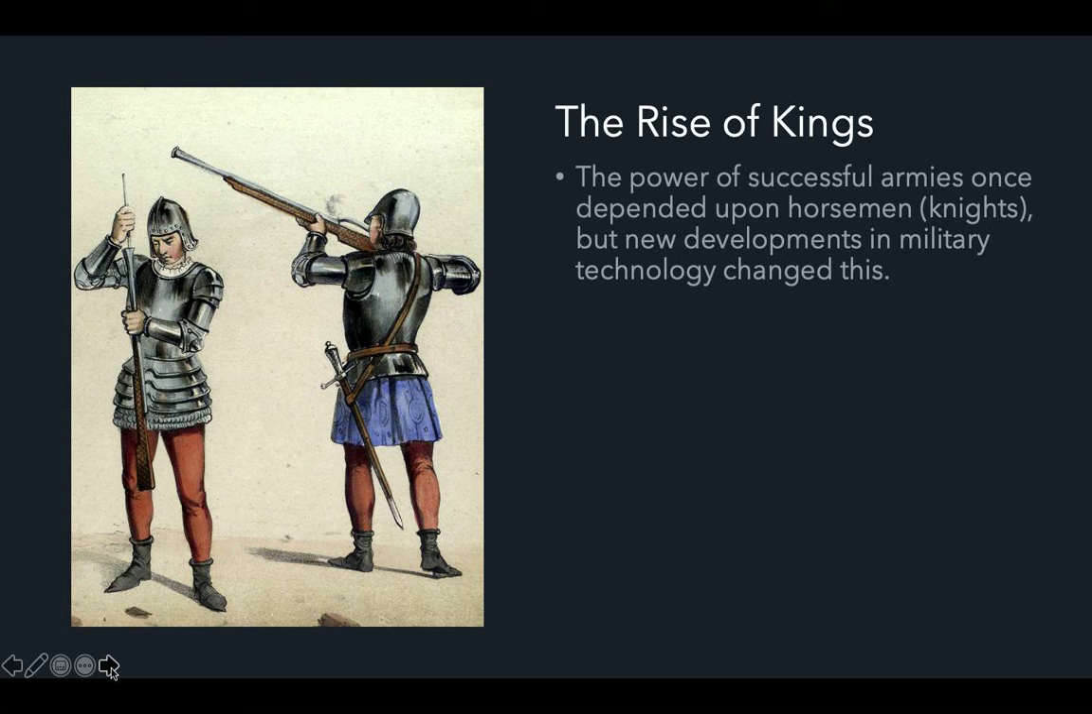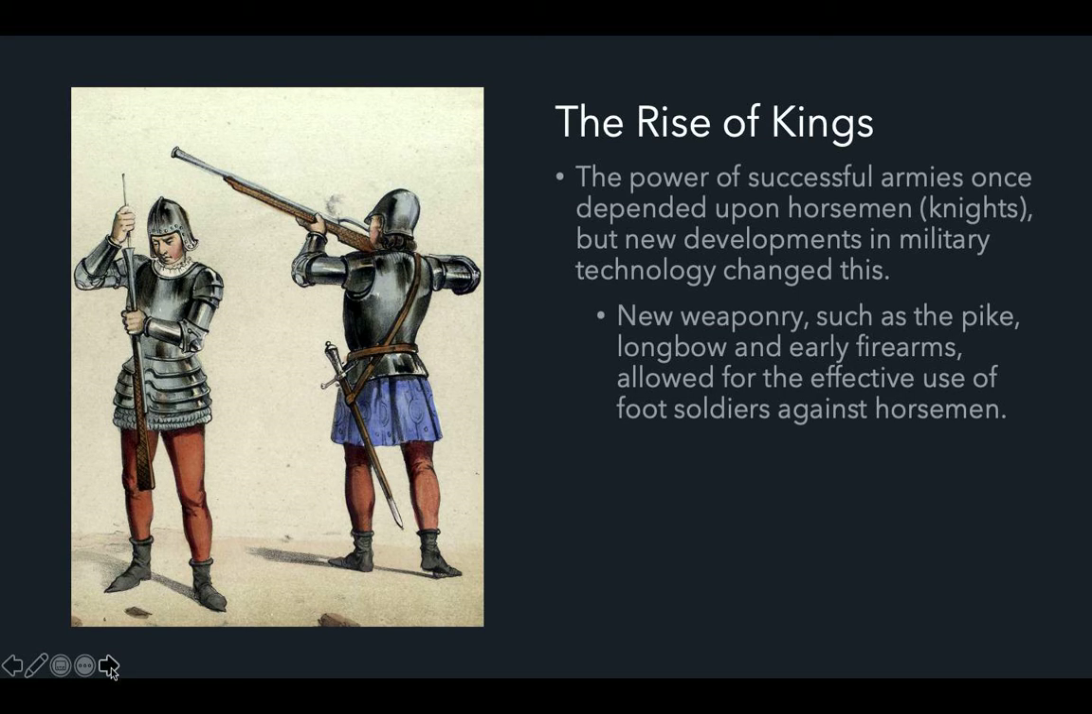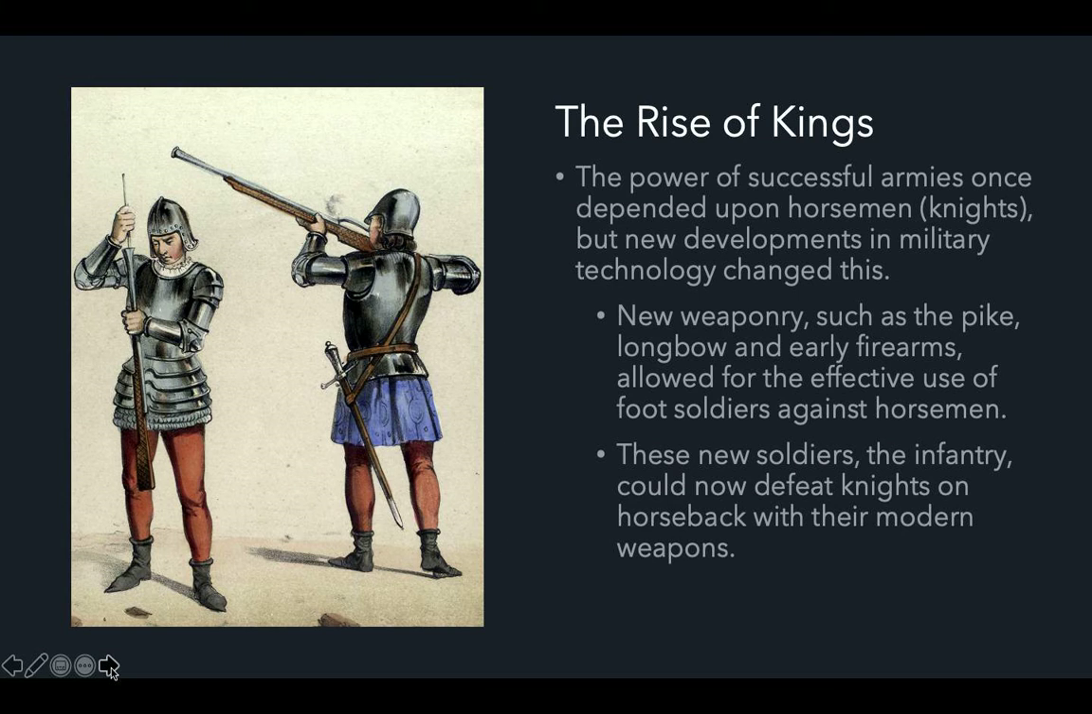The power and success of the armies once depended upon horsemen, who were the knights, but new military technologies brought about a change. New weaponry, such as the pike, the longbow, and early firearms, allowed for the effective use of foot soldiers against horsemen. These new soldiers, known as the infantry, could defeat the knights on horseback using these new modern weapons.